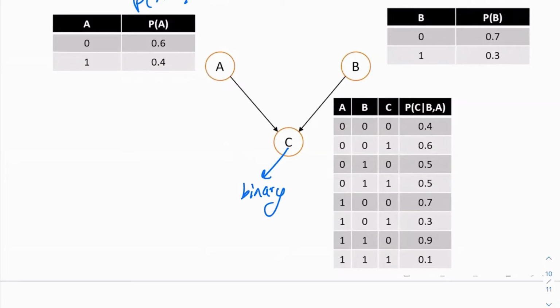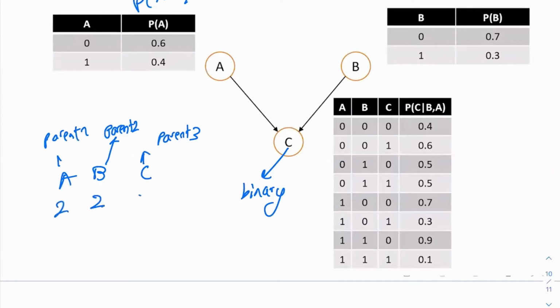If you want to better understand this using a combinatorial approach, you can write it like this: A, B, C. So this C is actually the node itself. These are the parents: parent 1, parent 2, and this is the node. What I'm trying to say is that A can take 2 possibilities, B can take 2 possibilities, and C can take 2 possibilities. So we have 2 to the 3, and we have 8 possibilities in this network.